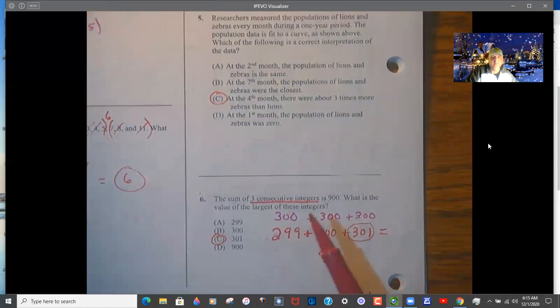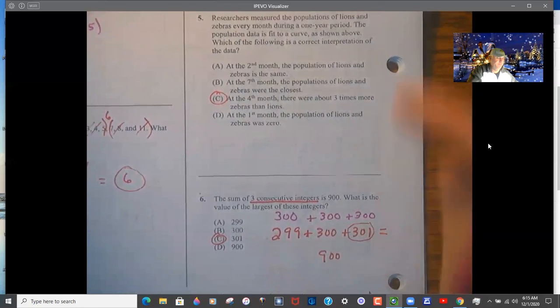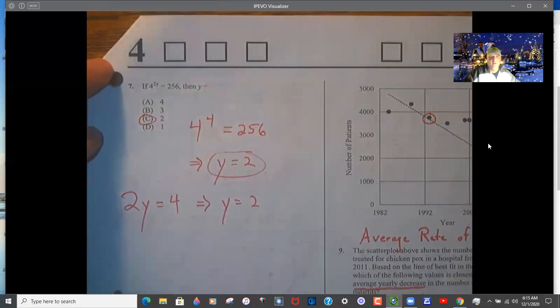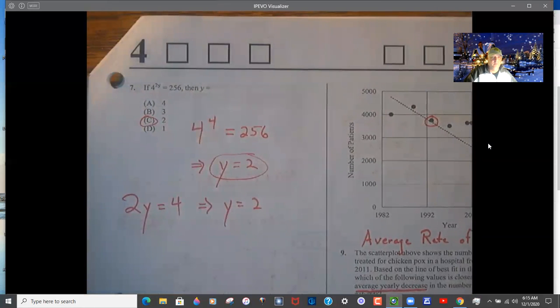Problem 6, sum of 3 consecutive integers is 900. So right away, my mind goes to 300 plus 300 plus 300. And then adjust, because these are the same integer, take that down by 1 and that up by 1. So 301 is the largest. So anytime you can figure out things in terms of numbers, do it.